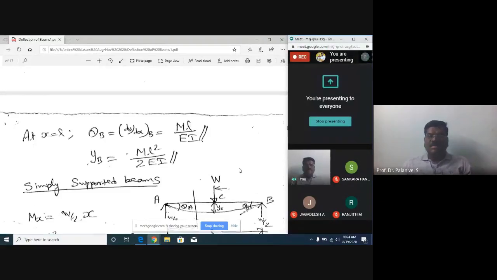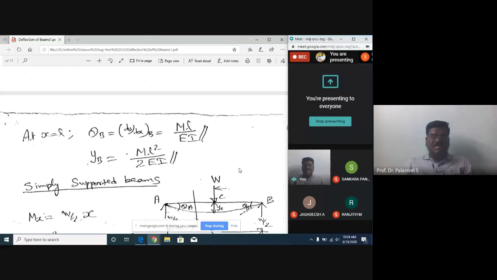What is the rotation? ML by EI. What is the deflection? ML square by 2EI. You should not forget. So, a cantilever beam subjected to a couple at the free end. If somebody asks you what is the deflection at the free end, immediately you have to say ML square by 2EI is the deflection. ML by EI is the rotation at the free end. These values you have to remember. That is why this method is called the double integration method, double integration technique.